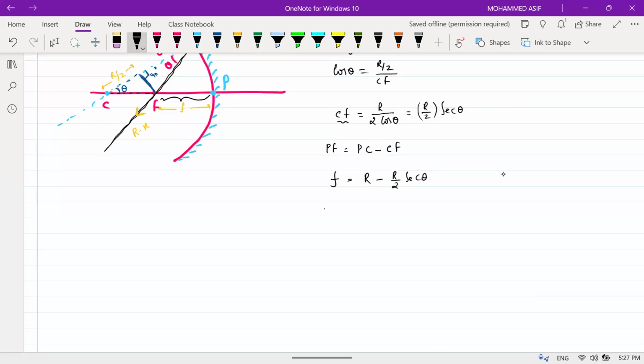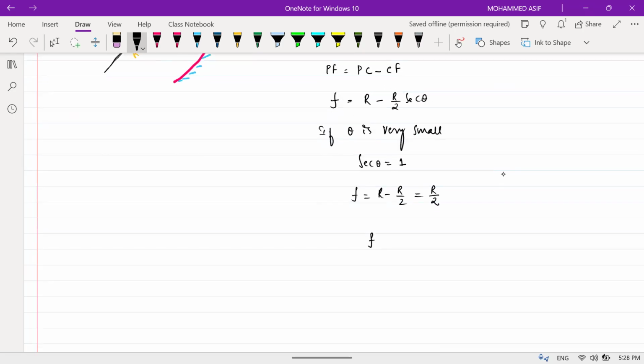Now theta is very small. If theta is very small, because in ray optics we are talking about small angles only, then secant theta will be equal to 1. So in that case, f will be equal to r minus r by 2, that will be equal to r by 2. So focal length f is equal to r by 2.